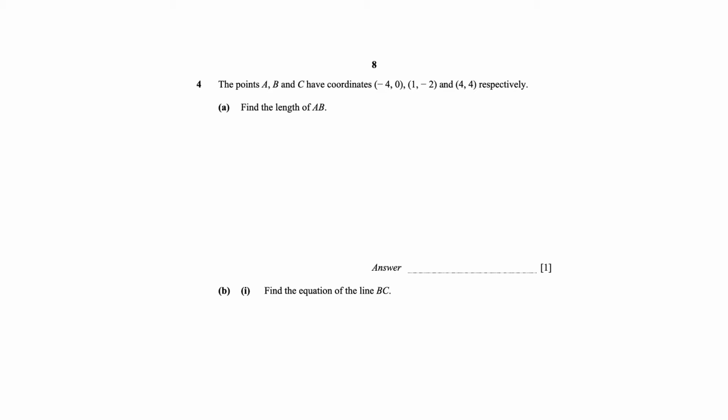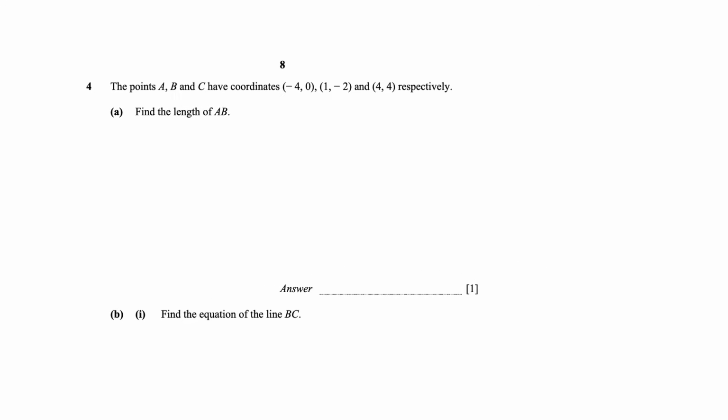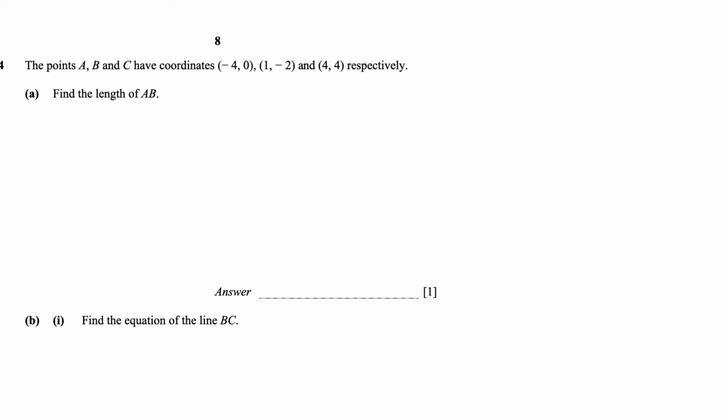All right, let's look at this question. Points A, B, C have these coordinates respectively. Find the length of AB. So, a few ways to do it. Since they gave us all the numbers, I'm just going to roughly sketch.